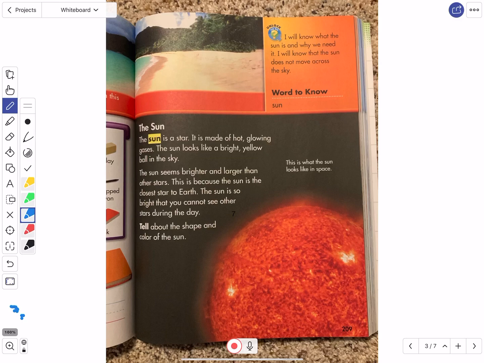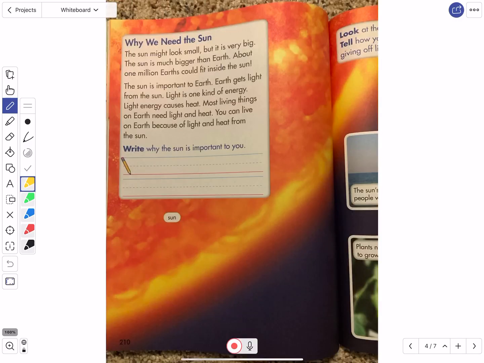Tell about the shape and color of the sun. Now, in this picture, we see that this is what the sun would look like from space. So describe the shape and color of the sun, what you would normally see outside, and from this picture, explain that to someone in your family. Moving on to page 210. Now, I would love it if you did page 210. You can read 210, 211. Write your own answer why the sun is important to you, and then come back and read with me. Pause if you're able. And let's read together when you're ready.